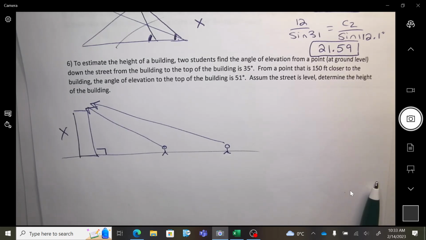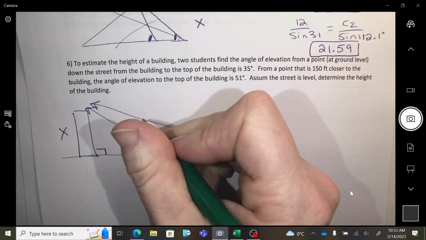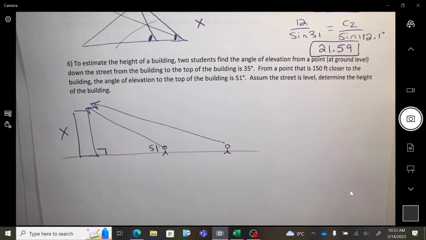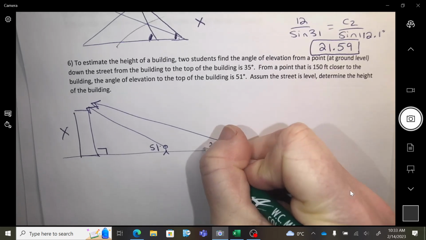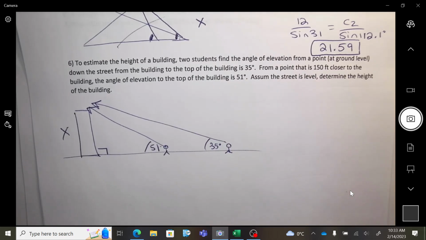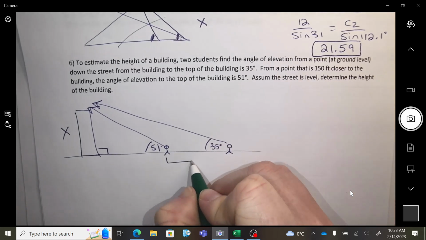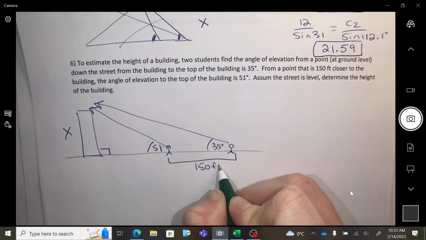So one student looks up and it's a 35-degree tilt, and the other student looks up and it's a 51-degree tilt. Which one would be 51? The one that's the farthest away, or the closer one? Closer person. Remember, when you walk to something, your head will tilt higher, right? Making an angle bigger. Does that make sense physically? When you're on the ground somewhere, if you're close, you're going to be tilted higher. So make sure you understand that concept and that they go in the right spot. And the one person is 150 feet closer than the other person.